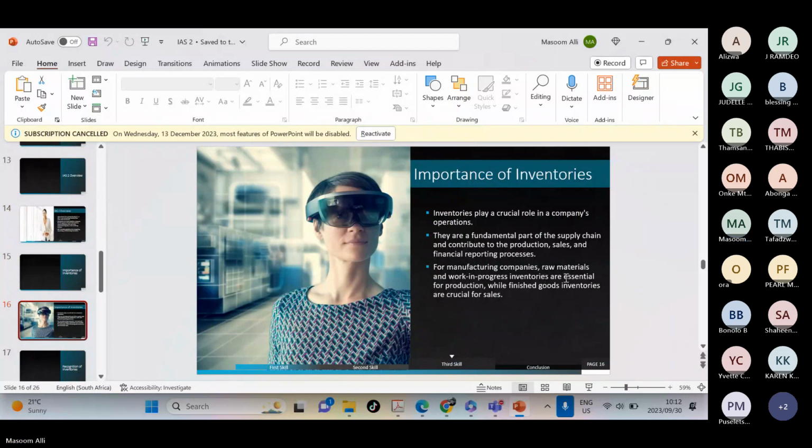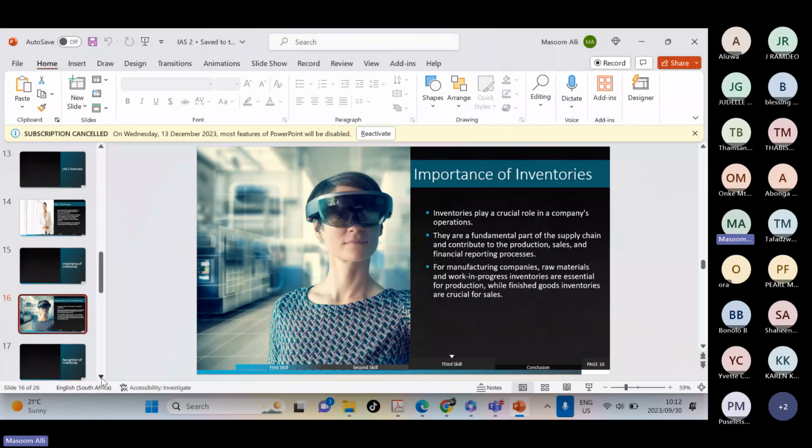So the importance of inventories, this is just by the way information. This is just giving you some background. You guys will get the slides on this, but again, it's just information that is just building up for you, just to give you theoretical knowledge there.